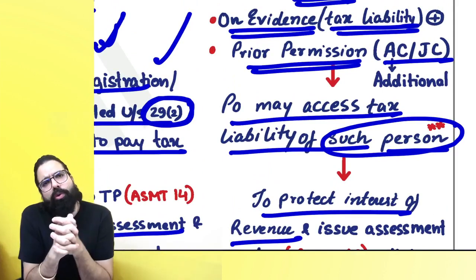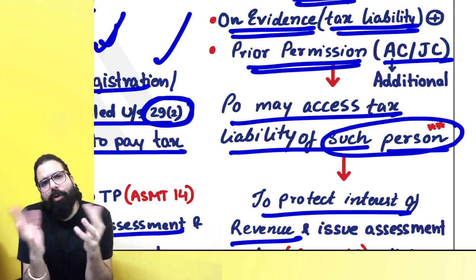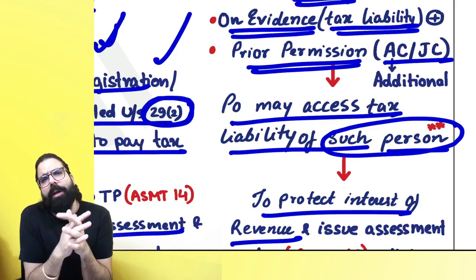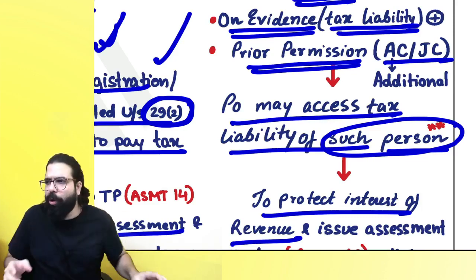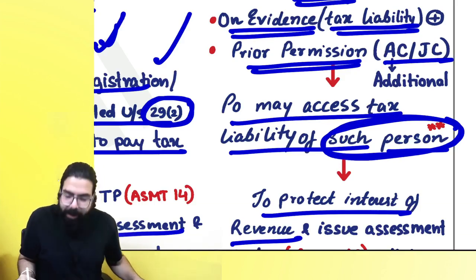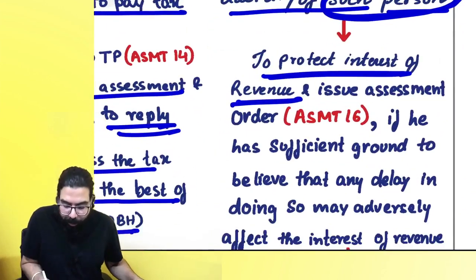When the officer asked whose goods these are, he said, I don't know. When the officer came to one person's godown, the warehouse keeper, and asked whose goods these are, the warehouse keeper said, I don't know. You don't know, it means I will do your assessment only, and hence such a person's assessment is done to protect the interest of the revenue.